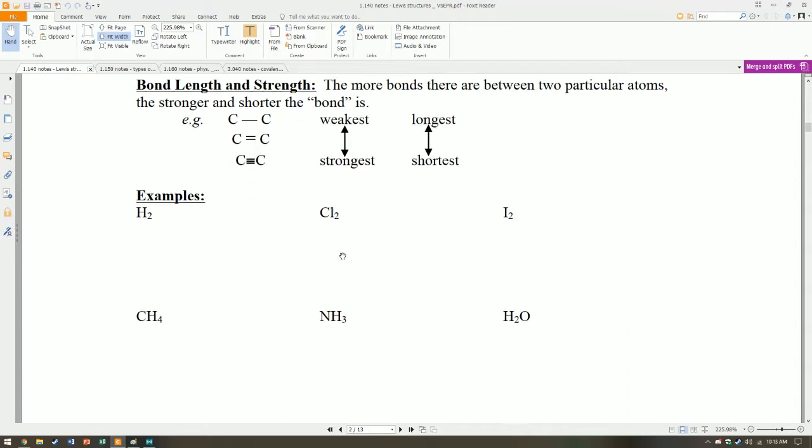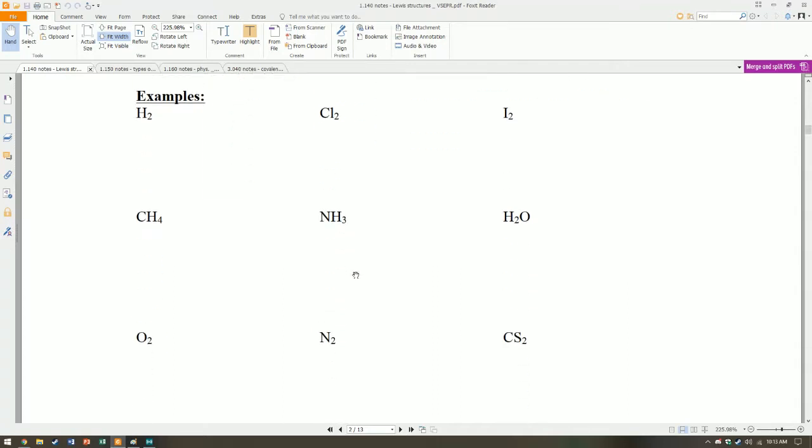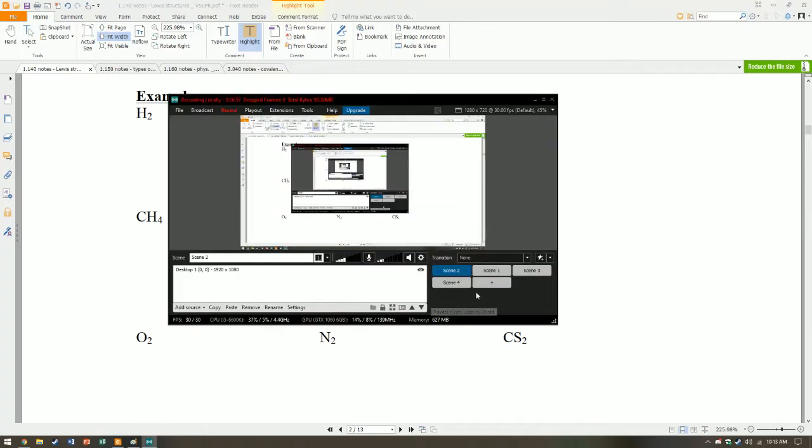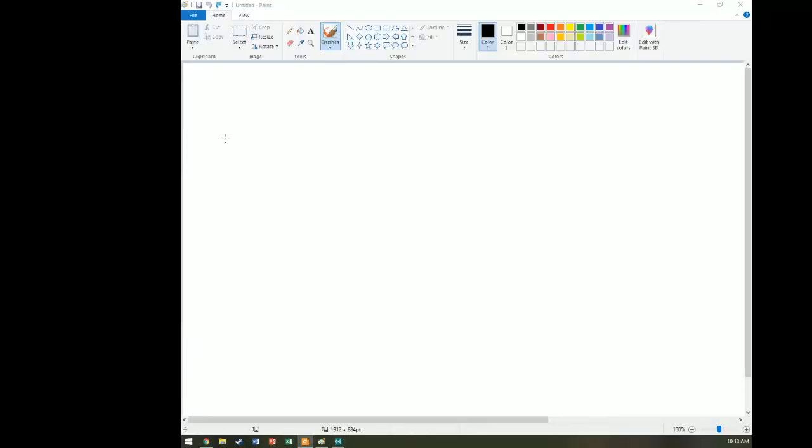So let's draw some Lewis structures. So for example, let's draw this one. Ammonia, NH3. So if I move over to my other screen, let's first do a count of valence electrons. Hydrogen has 1 valence electron, so there's 3 times 1, plus 5, which is 8. Now let's draw a thing.